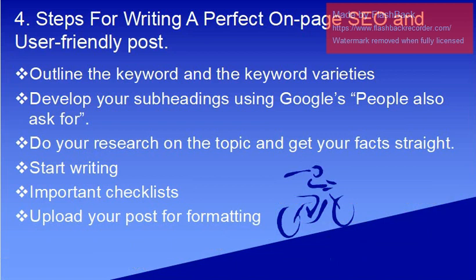Now, the next important thing we are going to discuss is the steps for writing a perfect on-page SEO and user-friendly post. Here are the steps for writing a perfect blog post. The first thing you have to do is to outline the keyword and the keyword varieties. The next thing is to develop your subheadings for the post using Google's People Also Ask. Also do keyword research on your topic and get your facts straight so you don't just write on anything. Then you start writing, check for important checklists, and then upload your content for formatting on the web dashboard.